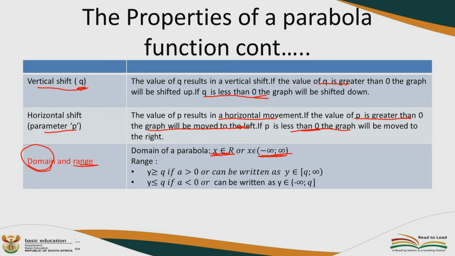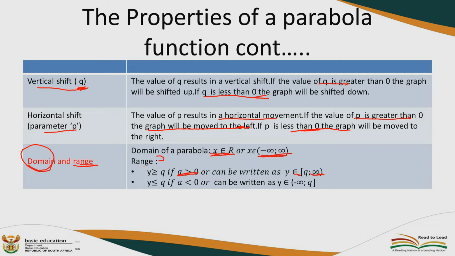So the range of a parabola function will be in this form, depending on the value of what? Depending on parameter a. If our parameter a is positive, or greater than 0, it means your range will be y greater than or equal to q. Or you can write it in this form: y is an element of [q, positive infinity), okay?